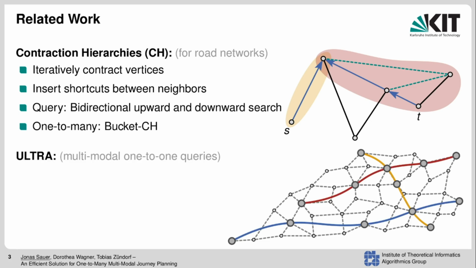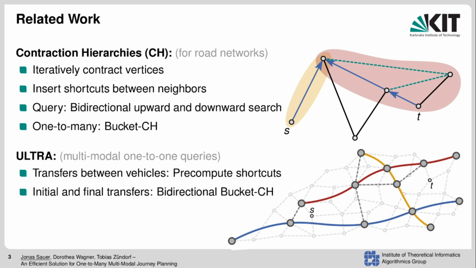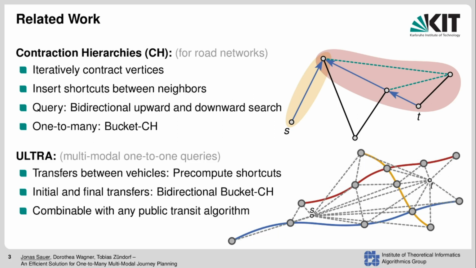Another technique that we adapt is Ultra, which is a speed-up technique for multimodal one-to-one queries. What it does is it pre-computes shortcuts that represent transfers between two vehicles. And then in addition to that, we also have transfers from S to the first vehicle and from the last vehicle to T, and we compute these with two bucket CH searches from S and T. Once we have that information, we can disregard the original transfer graph and simply route on this input using any public transit algorithm we like, and this creates a multimodal version of that algorithm.